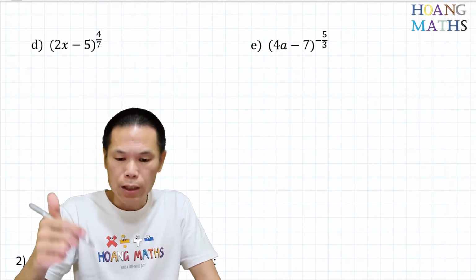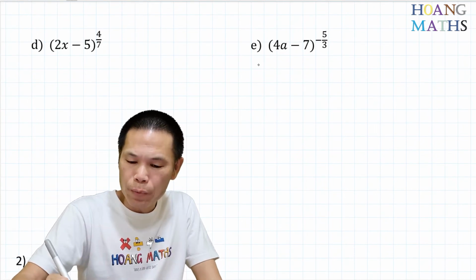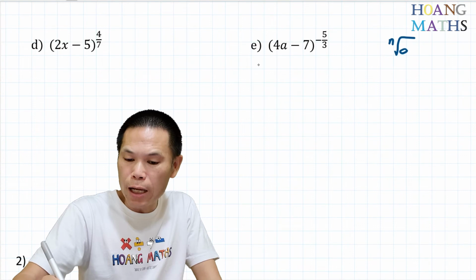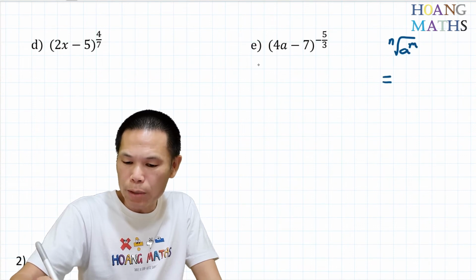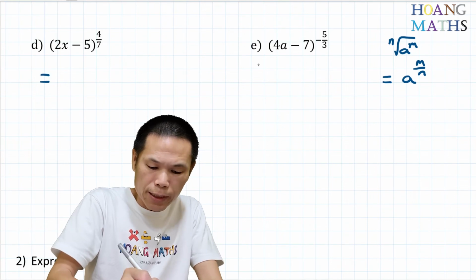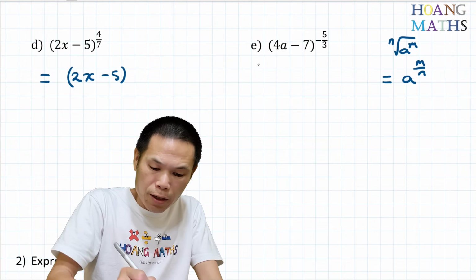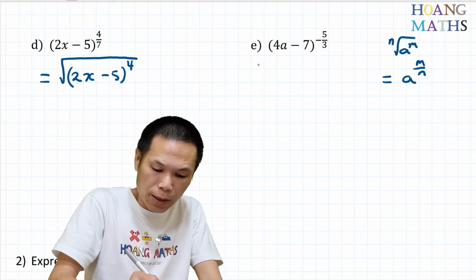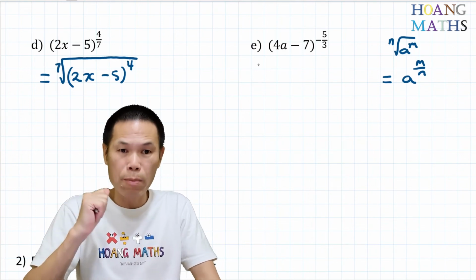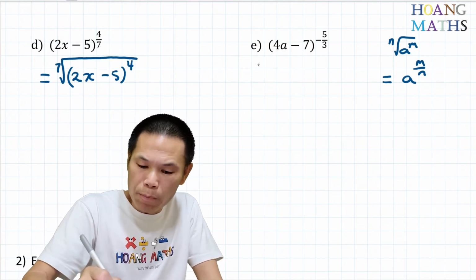So part D, don't forget, we have n root of i power of m. That will give me i to the power of m over n. So this is exactly the same as (2x minus 5) power of 4 and then 7 root. Okay, so just write this first, and this is a small 7. Remember that.